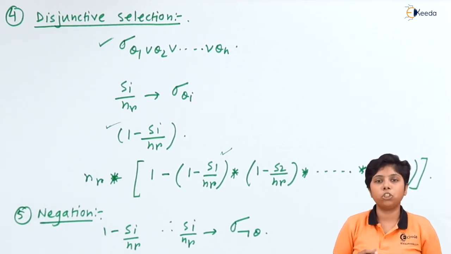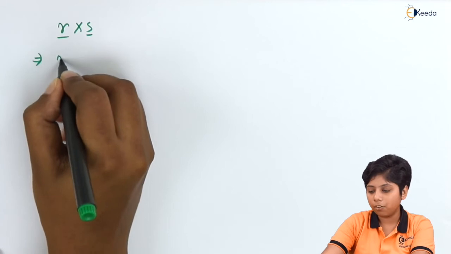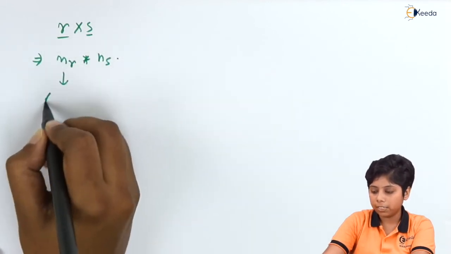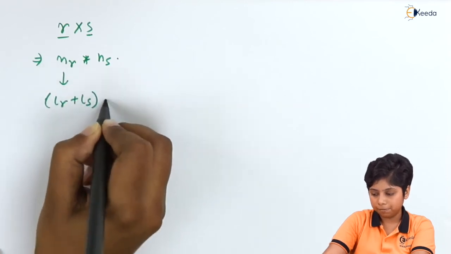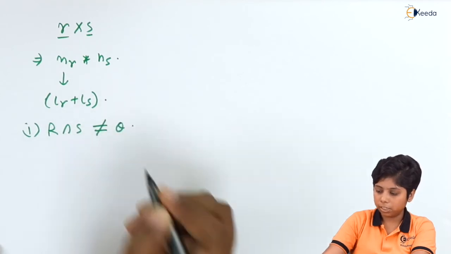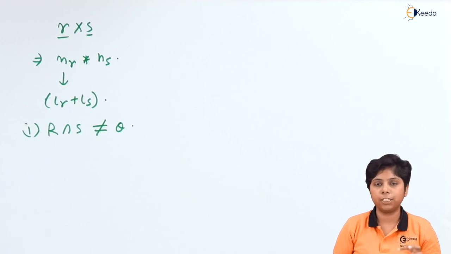Now we will talk about the join size estimation on the statistics. Now if LR is the size of a tuple of a relation R and we are taking a cross product of relations R and S, it will generate NR into NS number of tuples, each of size LR plus LS. Now if R intersection S is equal to theta, that means there is no common attribute in both of the relations, so it will not have any relation in this case.